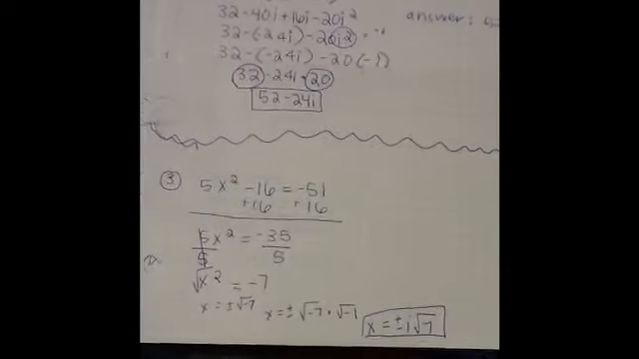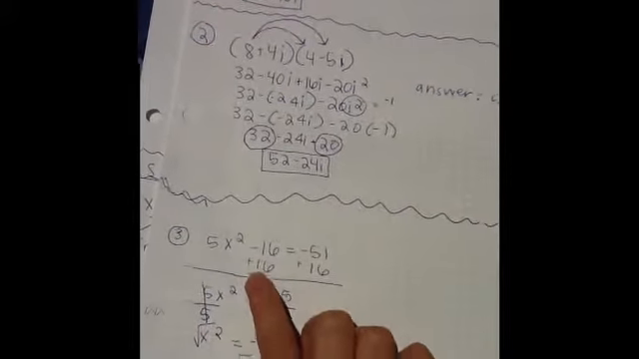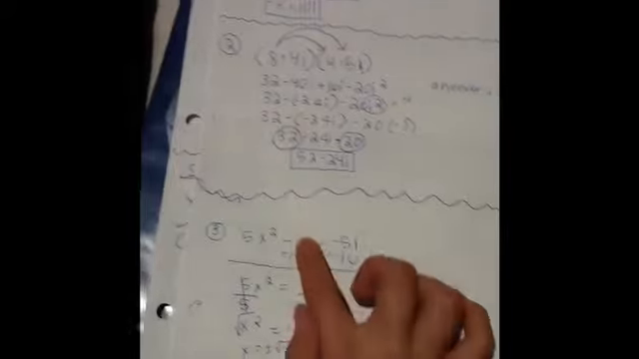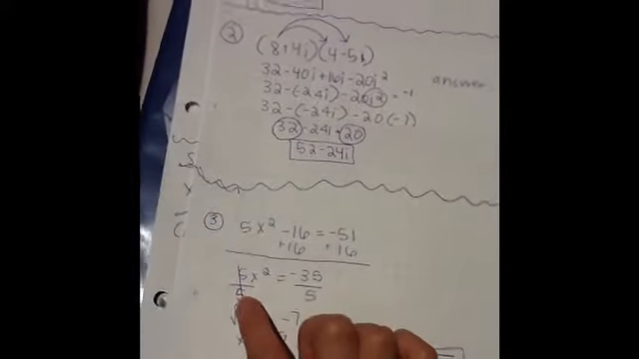For the last one, this is your problem. You would add 16 to both sides because you want to get the exponent on its own. That's your main goal. Then you end up with that, and you want to get the exponent alone, so you divide by 5, because that's what you're left with.